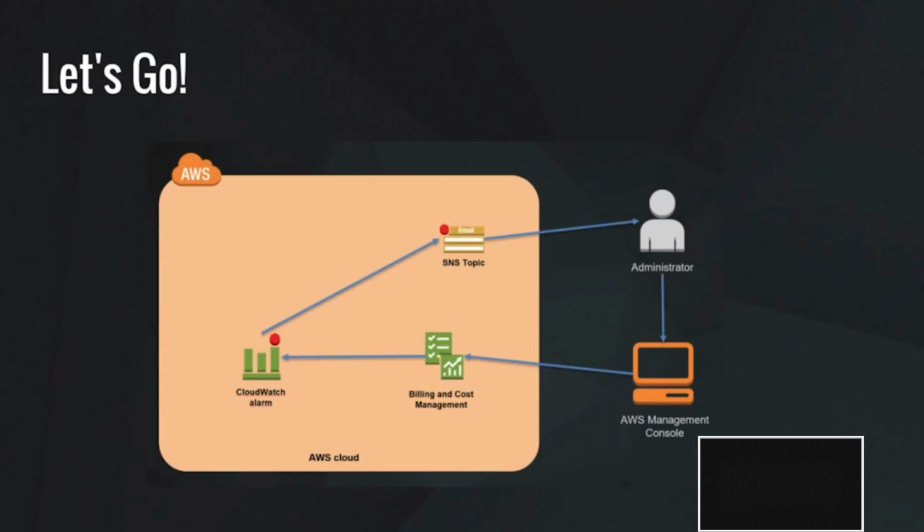Okay, let's have a go at using one of these management services. We're going to use the Billing and Cost Management Console and the CloudWatch service to create a billing alert, and that will notify us when our account has exceeded a budgeted amount. And it will do that using the Simple Notification Service, and we'll learn more about SNS in the next lecture.